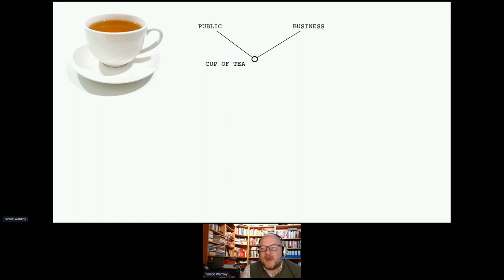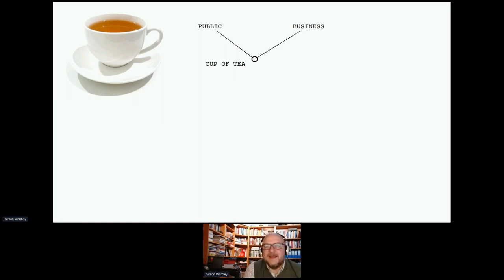So I start off with my business, but I often show the example of a tea shop because I like tea shops. So what's my anchor going to be? I'm going to have the business, who hopefully wants to make revenue from selling cups of tea, and the public, who hopefully want to drink cups of tea. So I'm going to have two anchors here: the business and the public, and they're connected by the cup of tea.